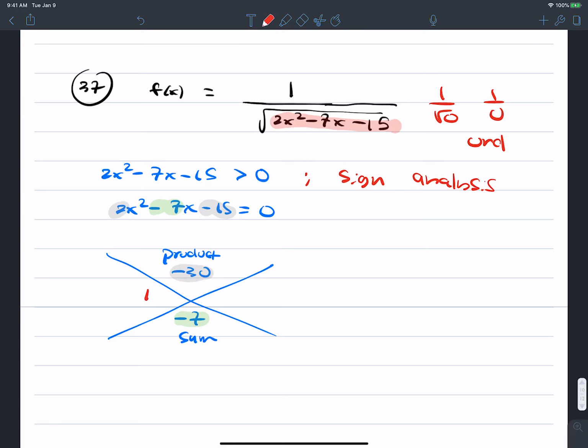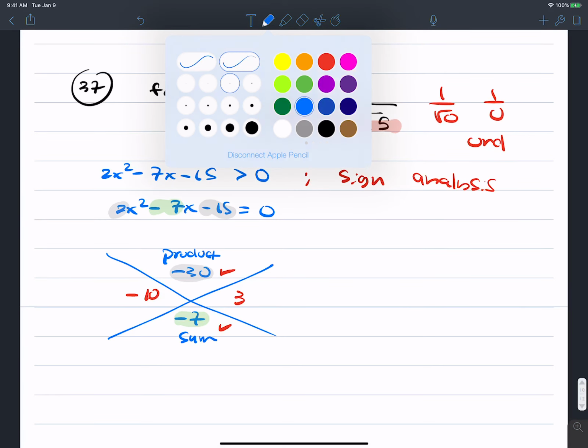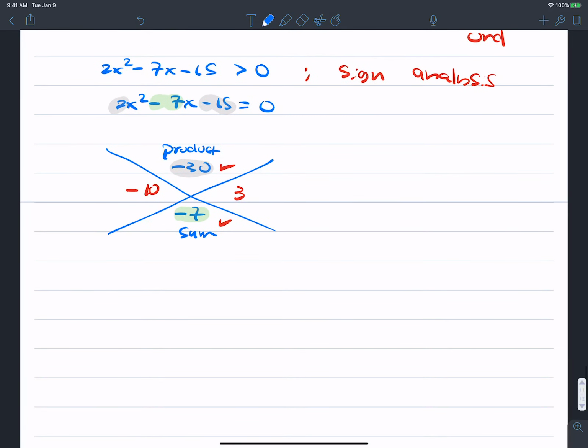And so 10 and 3 give us 30. If the 10 is negative, that's negative 30. Negative 10 plus 3 is negative 7. So here are the numbers. So we're going to solve the equality here. x minus 10, x plus 3. Don't forget though, we have an a value equal to 2, so I'm going to have to divide by 2 here.